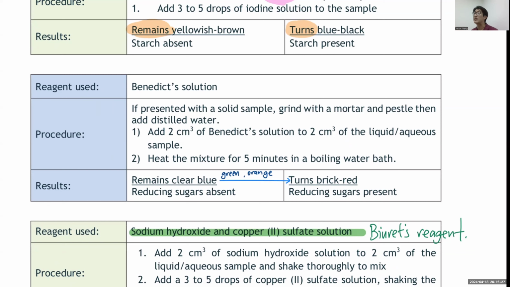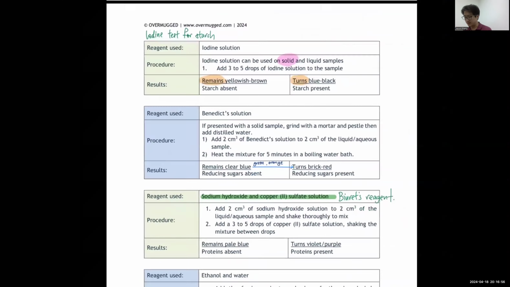What are you telling me about the meaning of the observation? Remains blue means it was and still is blue. So no color change, therefore what you're testing for is not there. If you say turns from blue to brick red, wow, you're telling the marker, I know the original color, and I also know what it is right now. So I want to bring to your attention remains and turns for all of our color changes. This applies to chem and physics as well.